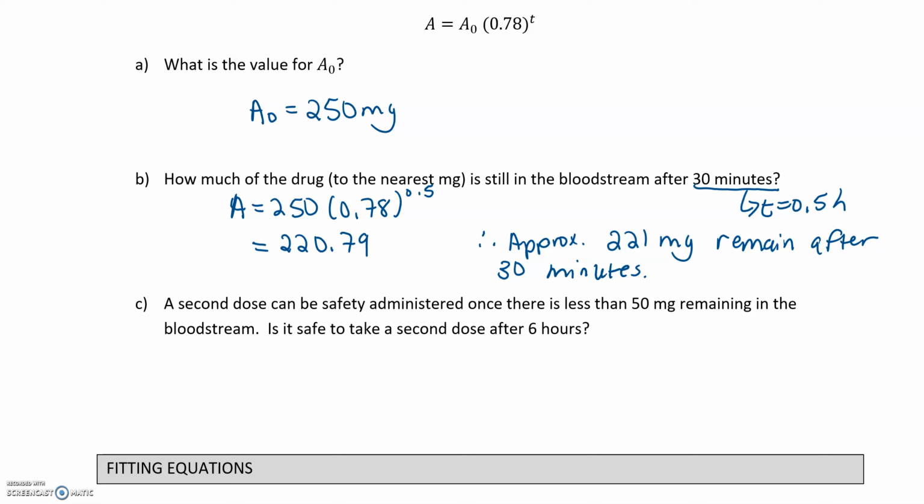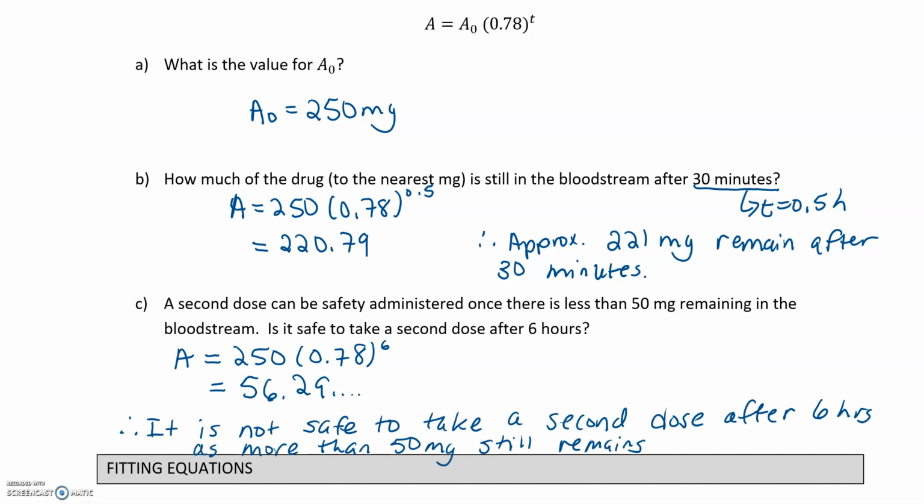Part C says a second dose can be safely administered once there is less than 50 milligrams remaining in the bloodstream. We want to know if it is safe to take a second dose after 6 hours. To answer this question, we must investigate what the amount is present after 6 hours. In other words, we're looking for the value of A when t is equal to 6. We find that after 6 hours, there's still 56.29 milligrams remaining in the body, in the bloodstream. Therefore, it is actually not safe.